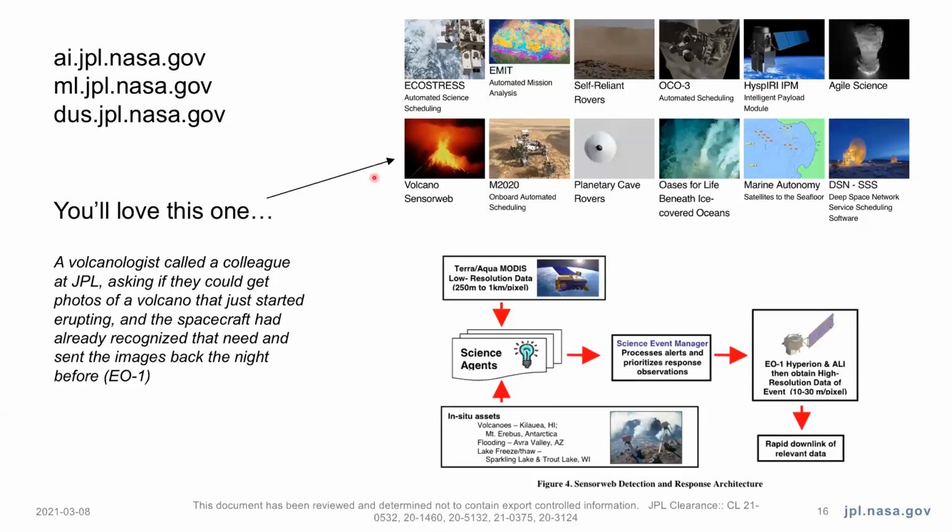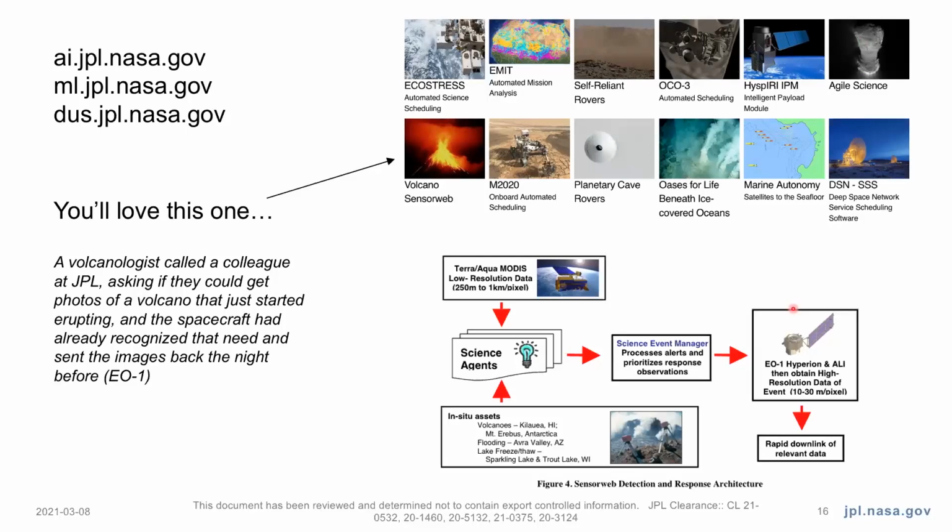This is the Volcano Sensor Web. So the fun story about this is that there is this volcano that started erupting, and a volcanologist who was studying that volcano said, you know, I'd really like orbital imagery to see, I don't know, I guess the extent of the lava flows. So there happened to have been this mission up, Earth Observing 1, EO1, and he called a colleague at JPL who was on the EO1 team, if I remember correctly, and said, hey, can you please get some images of these lava flows?